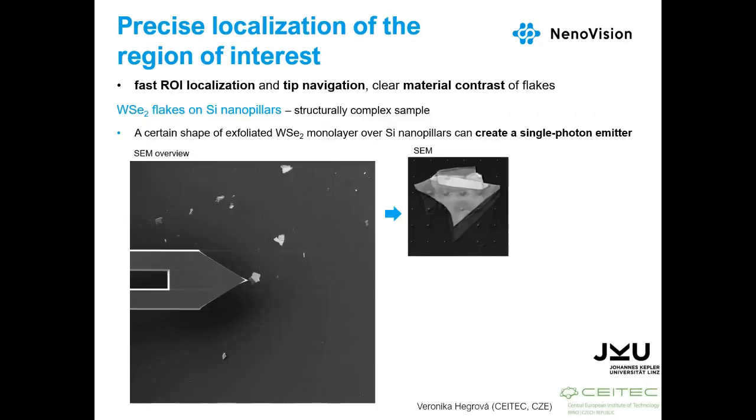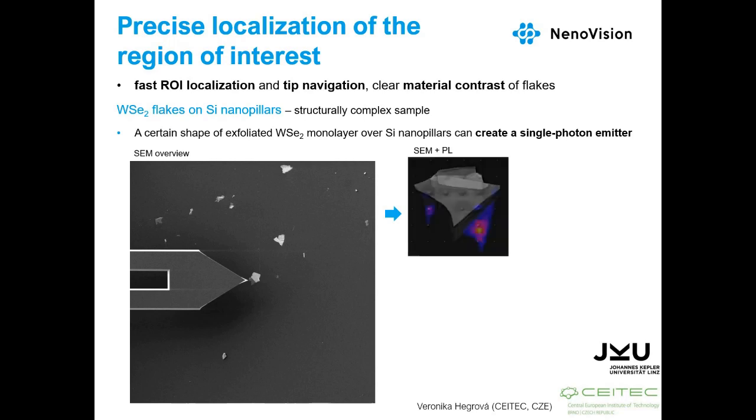So this is the precision which we can provide. And for that, I would like to show an example on tungsten diselenide flakes lying on silicon nanopillars. On the SEM overview picture, you see that the flakes are just somewhere. And actually what we are searching for is our specific monolayer of the flake lying on the nanopillar, which is designed and which should create a single photon emitter. So without the AFM in the SEM, the navigation is extremely difficult. And using the SEM, we can localize the appropriate structure and then analyze it.